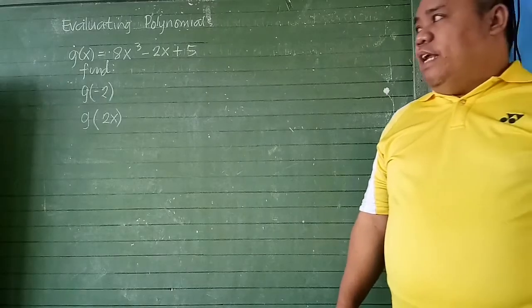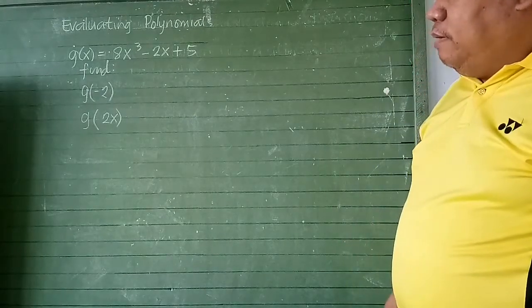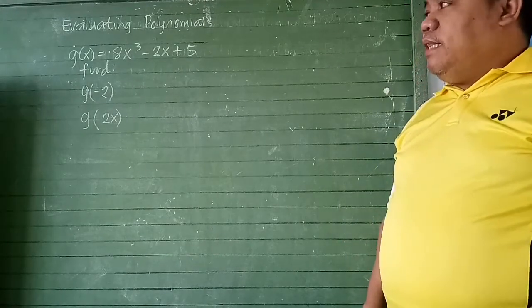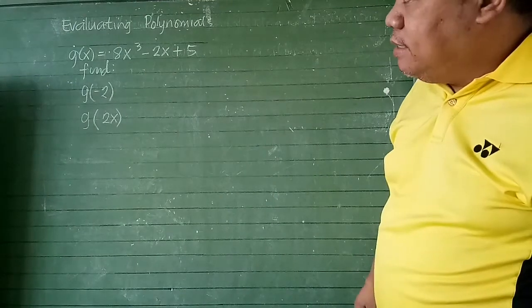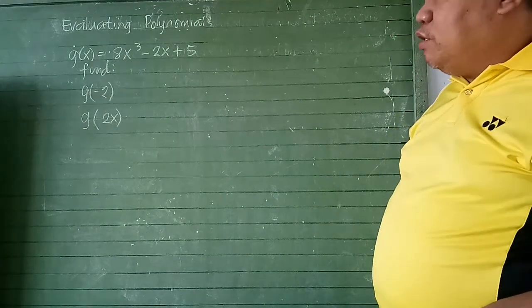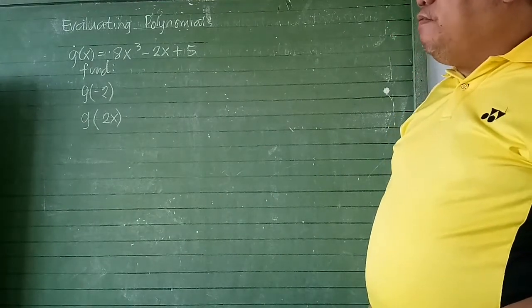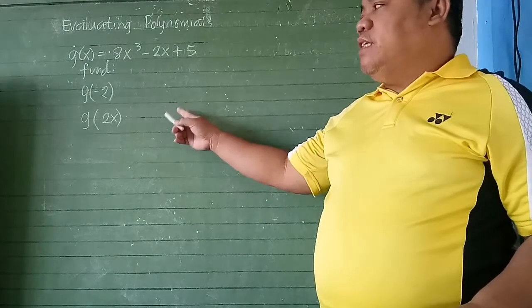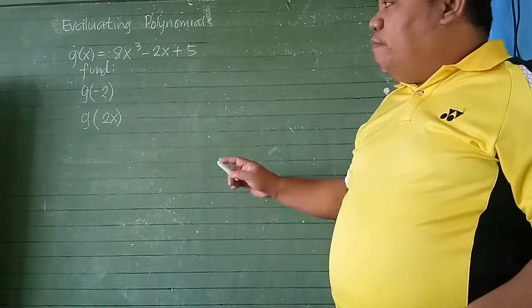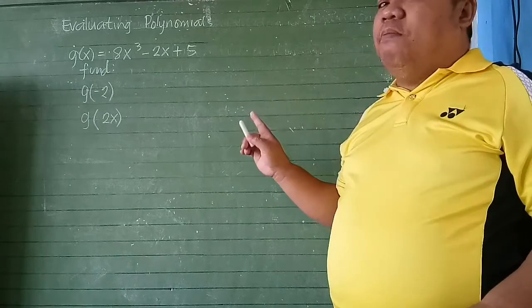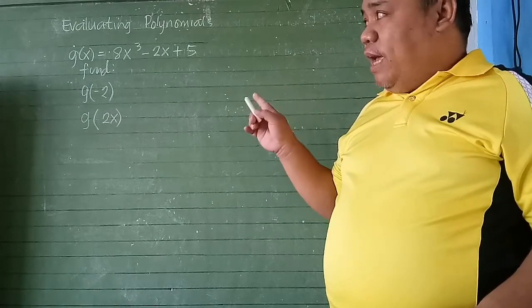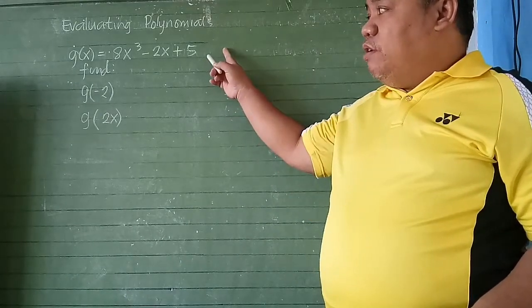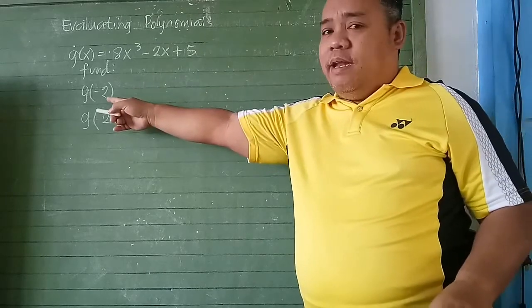The first part of our lesson is what we call evaluating polynomials. So let us have this given: g of x is equal to 8x cubed minus 2x plus 5. We're going to find g of negative 2 and g of 2x. All we have to do is substitute the value into x, because this is the equation, so it means that x should be replaced by negative 2.